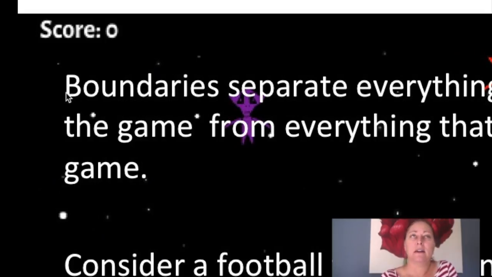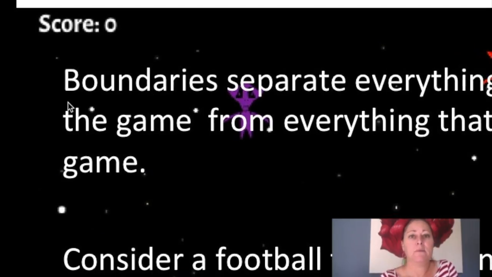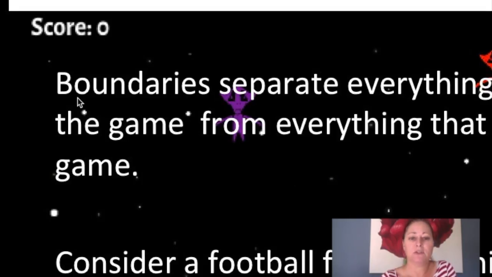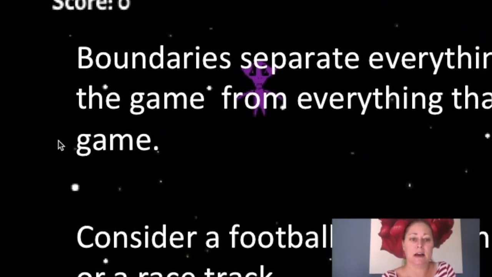So boundaries. Establishing clearly what is part of the game and what's not part of the game. There's the physical space of a boundary that you might think of, considering a football field, or say you have objects in your game that are useful to the players and that actually mean something, versus just decoration for the scene. So think about what's clearly defined as being part of the game play and what is not.